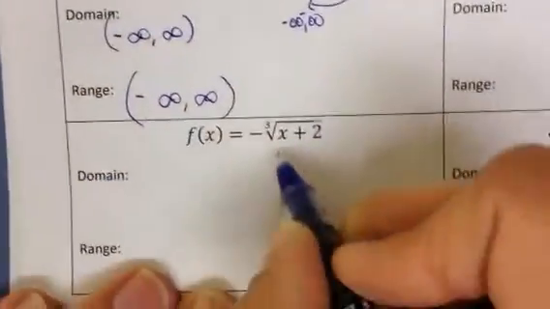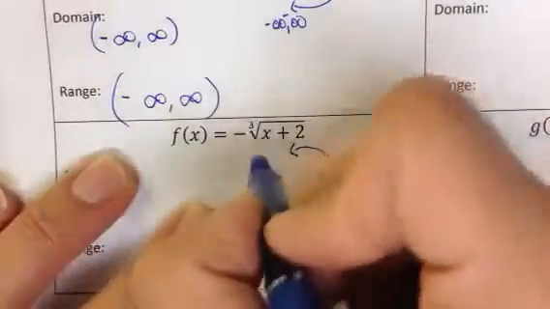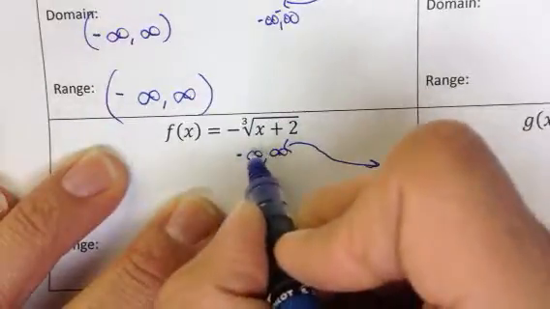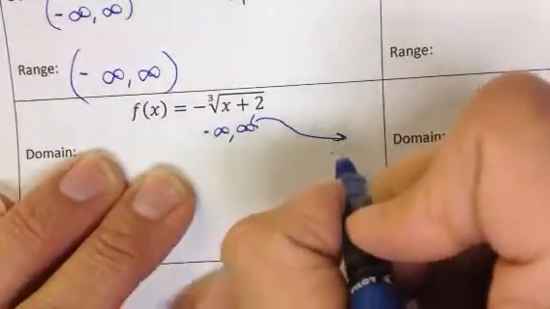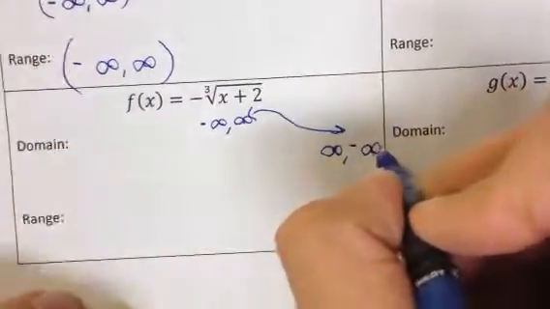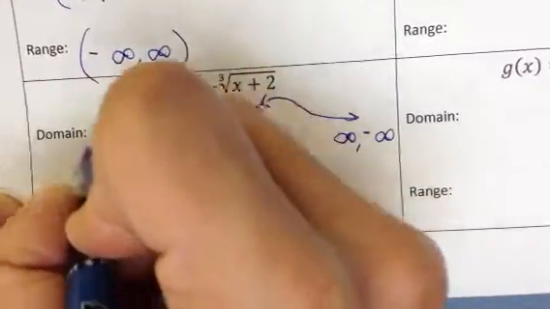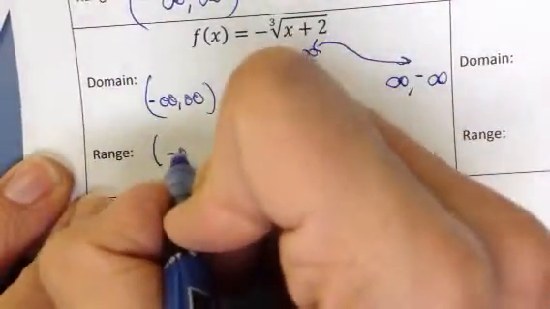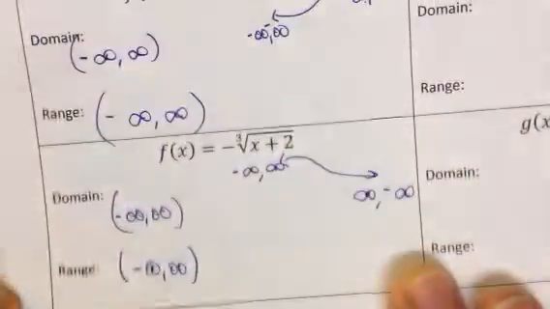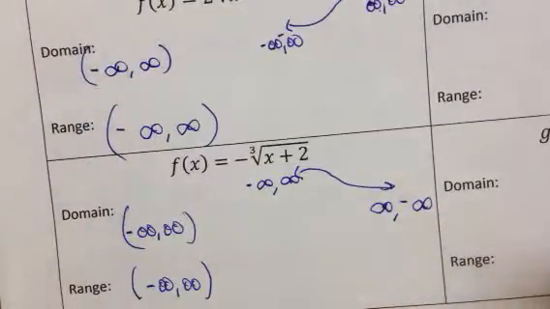In this one, the flip will just make it go like this. While this stuff might change, x going to the left is getting smaller but y is going up, getting bigger. To the right, x is getting bigger, but now the y's are getting smaller. The lowest x is still negative infinity to infinity, and the range, the lowest y, is still negative infinity to infinity. So with cube roots, this is always your domain and range. Always the same, no matter your stretch, your flip, your left, your right.